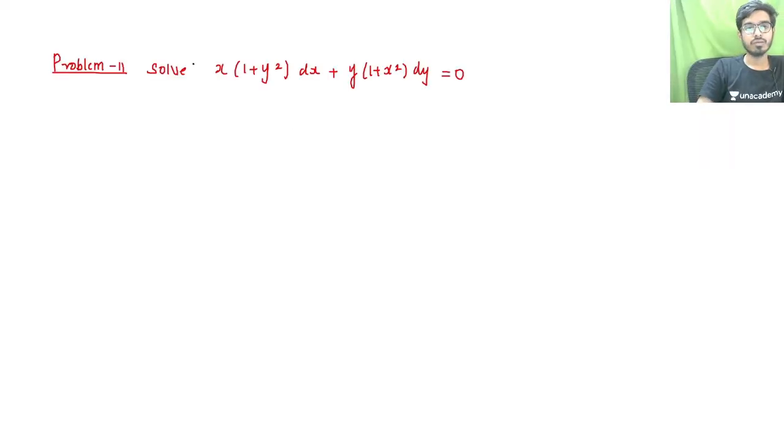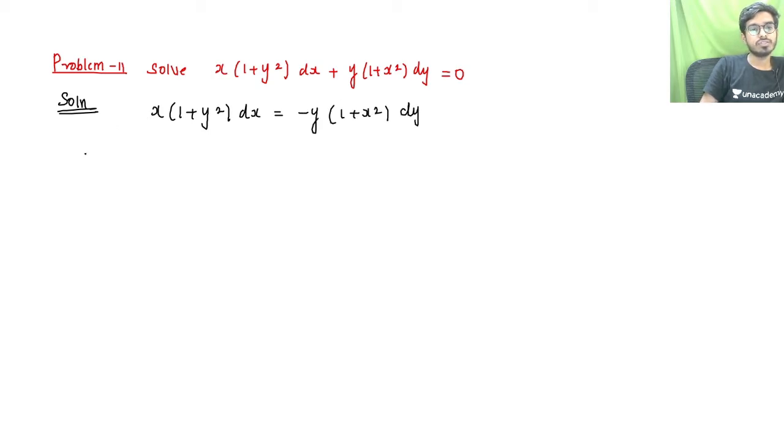Problem number 11. Solution. We have x into 1 plus y square dx plus y into 1 plus x square dy is equal to 0. So keep x into 1 plus y square dx, and take this term to that side, so you'll have minus y into 1 plus x square dy. This is the same as x dx divided by 1 plus x square, and minus y dy divided by 1 plus y square.